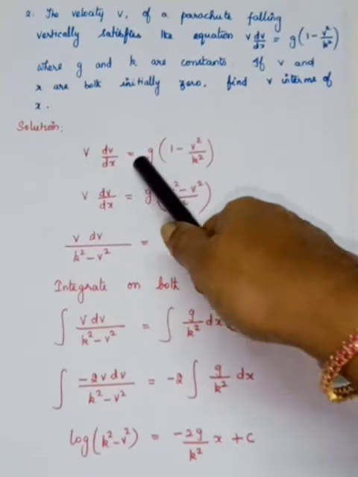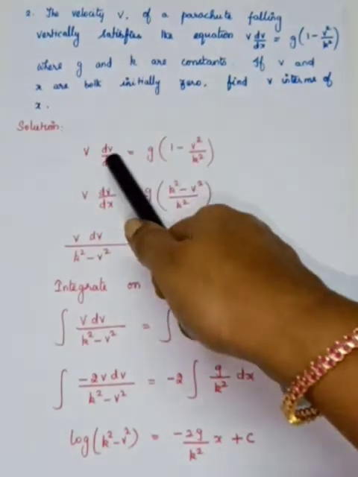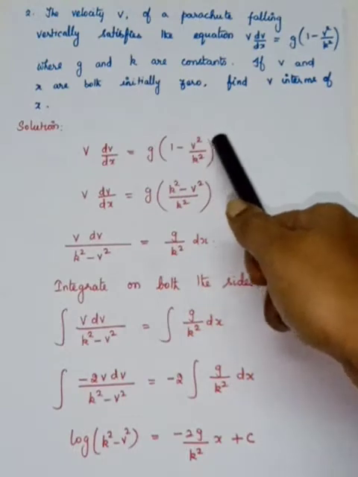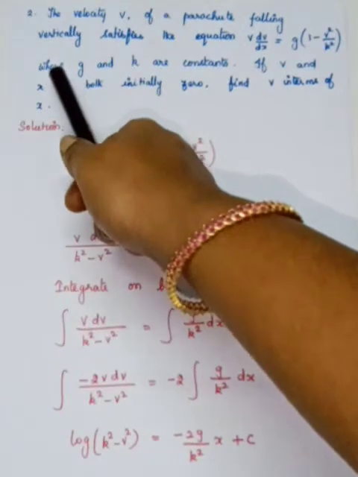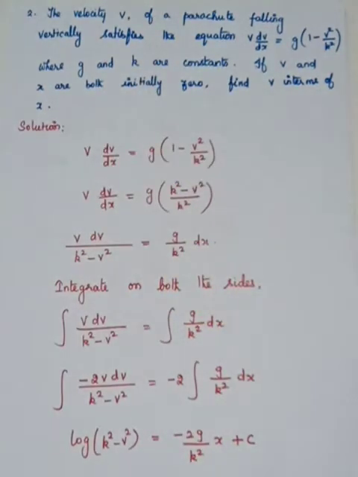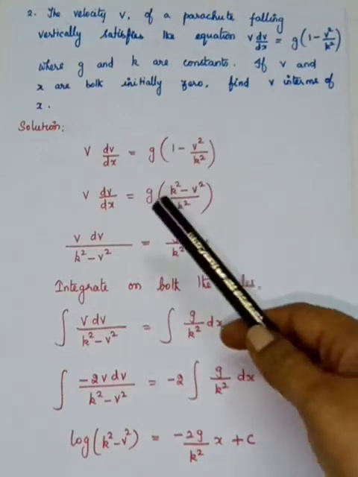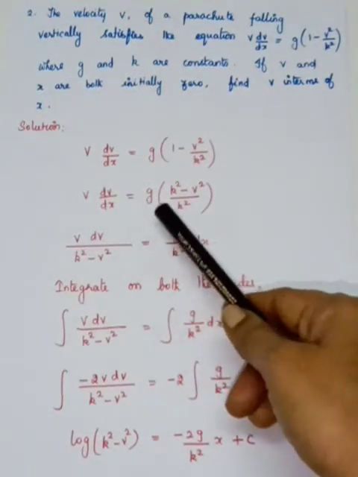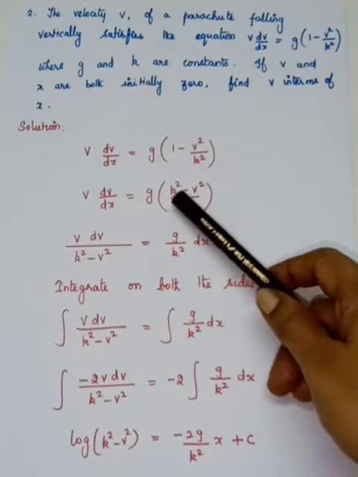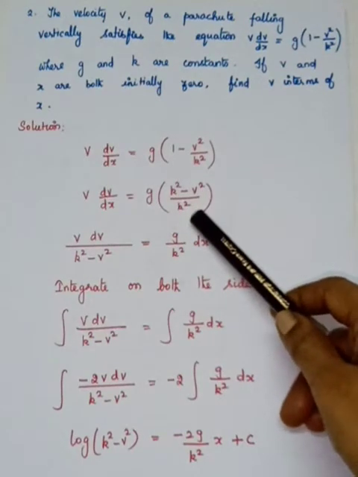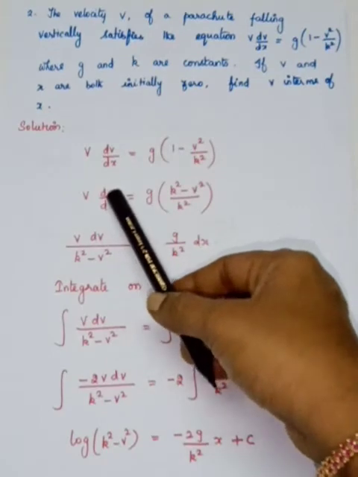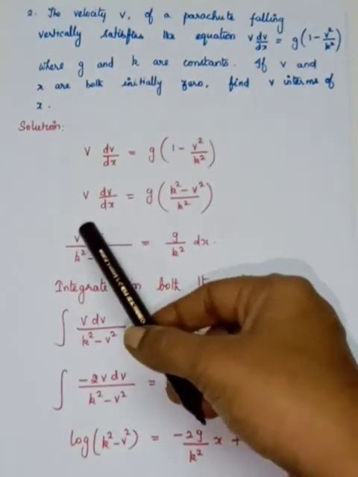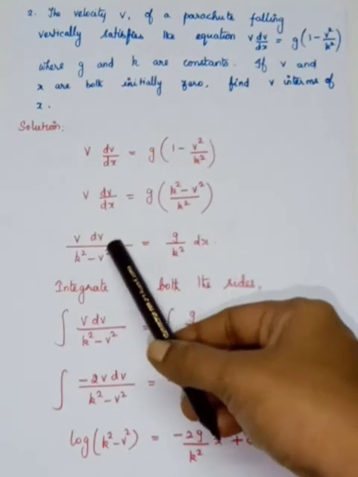So you consider the differential equation v dv by dx is equal to g into 1 minus v squared by k squared. g is a constant and k squared is also a constant, because it is given that g and k are constants. So only the variables are v and x. Okay, so v dv by dx is equal to g into, you take the LCM, so it is k squared minus v squared by k squared. So what do we have to do? One side we have to bring the v terms, another side the x terms. So v dv is kept on the left side.